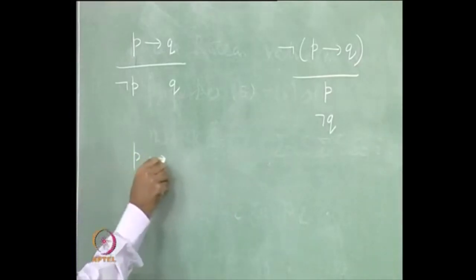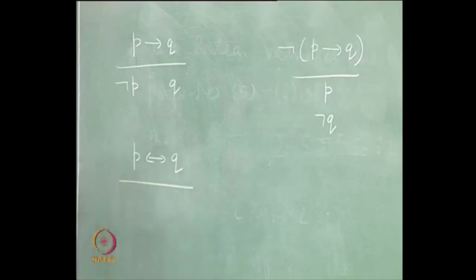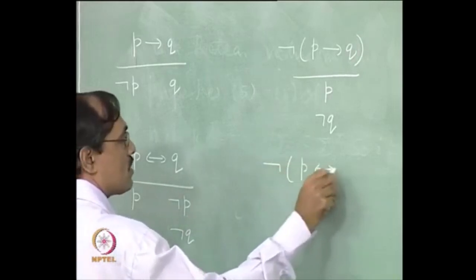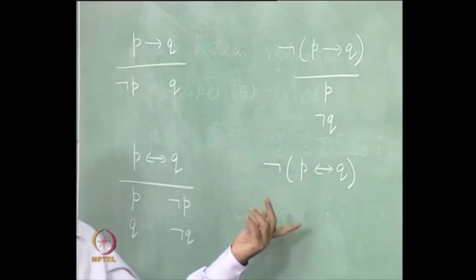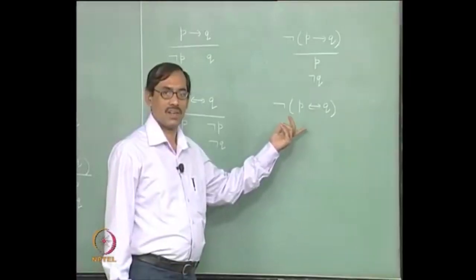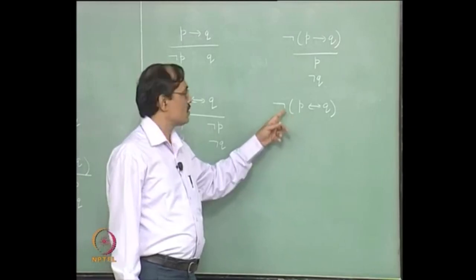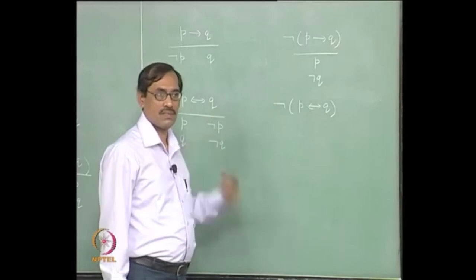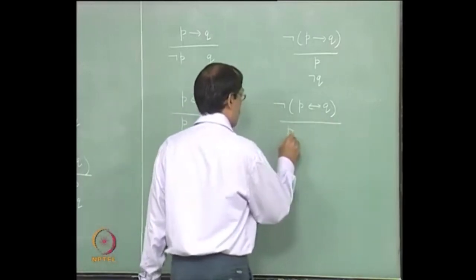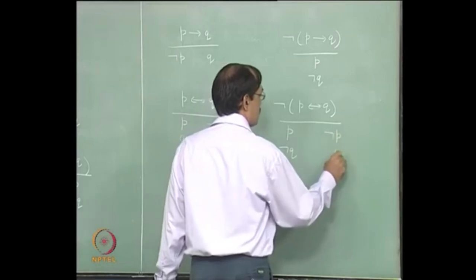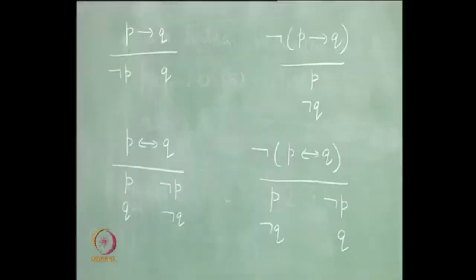Next, if and only if, P biconditional Q, this is true when both of them are true or both of them are false. So, we will keep in one branch P, Q both, another branch not P, not Q, okay. Then negation of P if and only if Q. So, that is equivalent to either P or Q, right, exclusive or, okay. So, this is true when one is true, the other is false. So, that gives rise to P, not Q, and not P, Q. These are all the tabular rules.